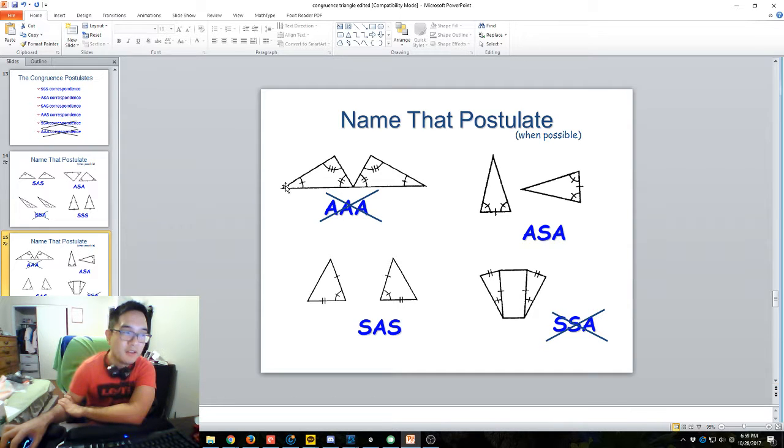This one, you have angle, angle, angle. Again, that does not prove congruence. The second one, you have angle, side, angle, because the side is between the two angles. This one works. Third picture, you have side, angle, side. So this one works, side, angle, side.